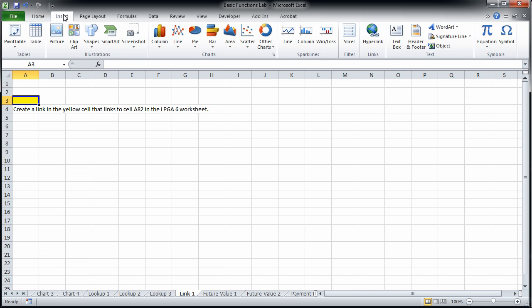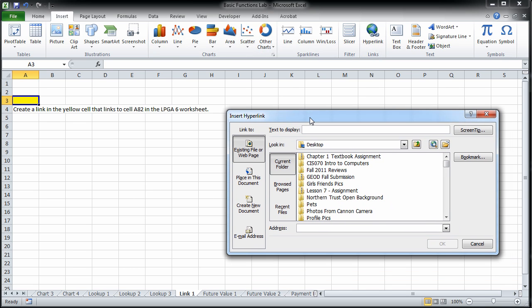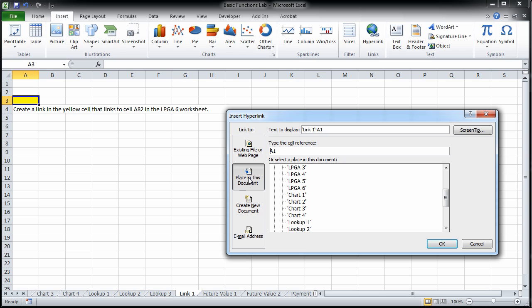We're going to insert a hyperlink, right? A hyperlink. But instead of linking out to a web page, we want to link to a place in this document. The place we want to link to is A82 in LPGA 6. LPGA 6, cell A82. We say OK. Now notice here's the text to display.